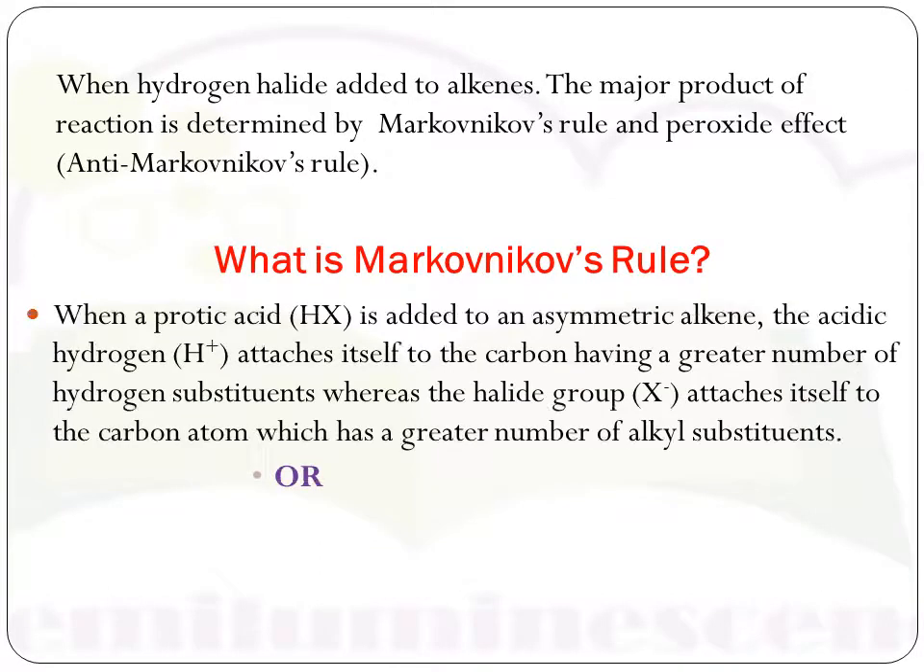This is a statement of Markovnikov's rule, which states that when a protic acid, that is hydrogen halide, is added to an unsymmetric alkene, the acid hydrogen from this hydrogen halide attaches itself to the carbon having the greater number of hydrogen substituents. This carbon is present in an unsymmetric alkene, whereas the halide group, that is X minus part of the protic acid, attaches itself to the carbon atom which has the greater number of alkyl substituents.